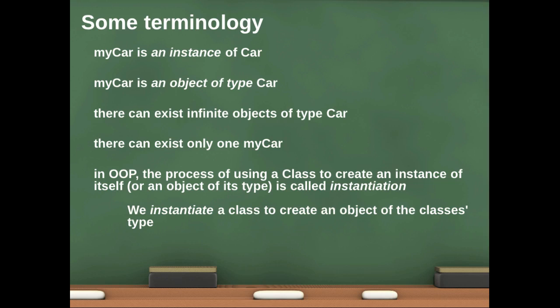So again, in object-oriented programming, when we take a class and create an instance of it, or make an object of its type, remember, interchangeable language, this is called instantiation. We instantiate a class to create an object of the class's type. This is important language, because throughout the course you'll hear me say we're working with an instance, or we're working with an object, or we perform this instantiation technique, and so on and so forth. So that's a very important word to know.